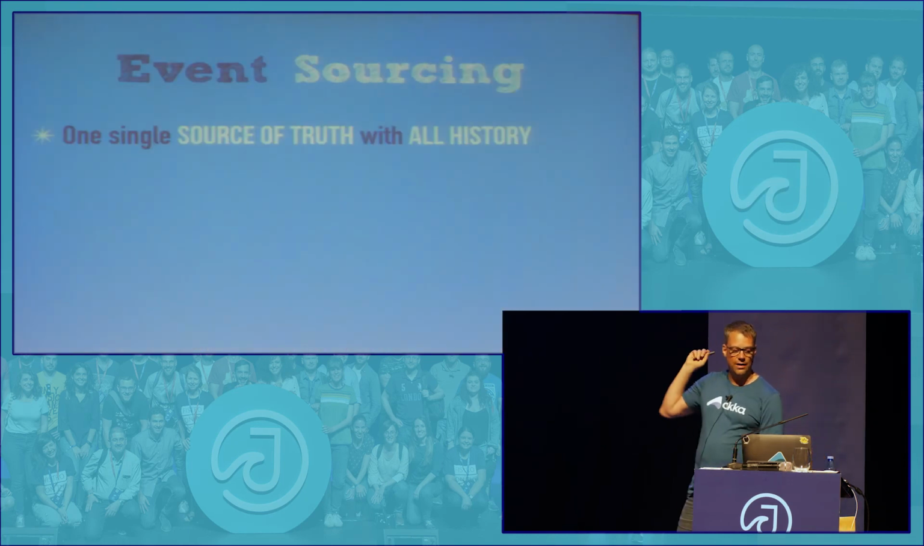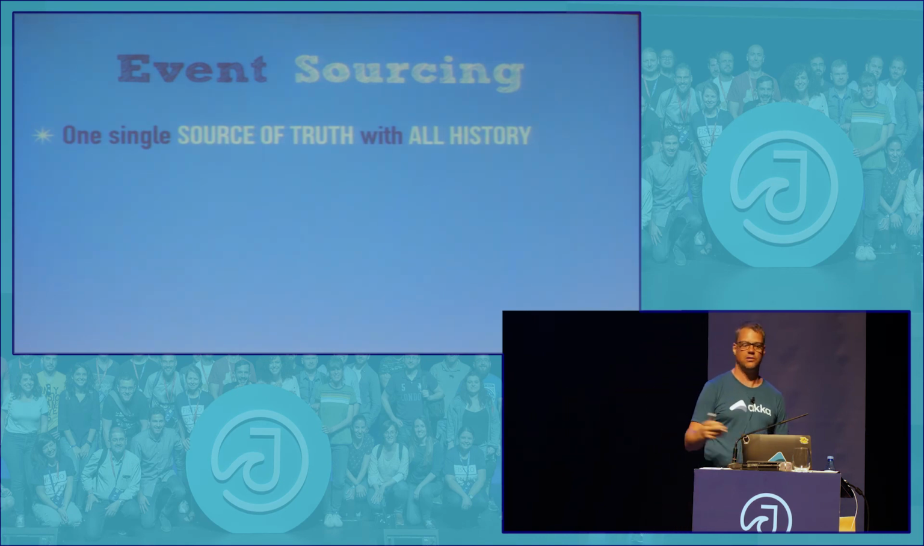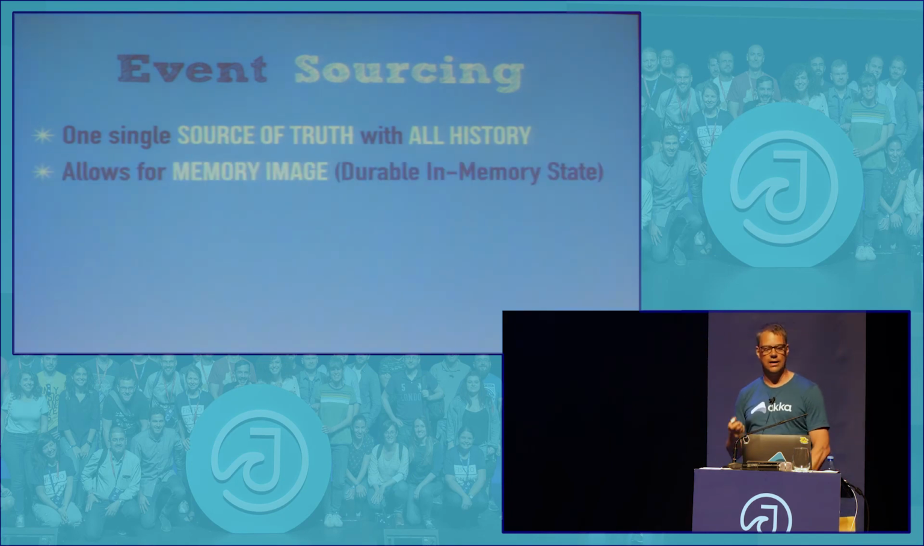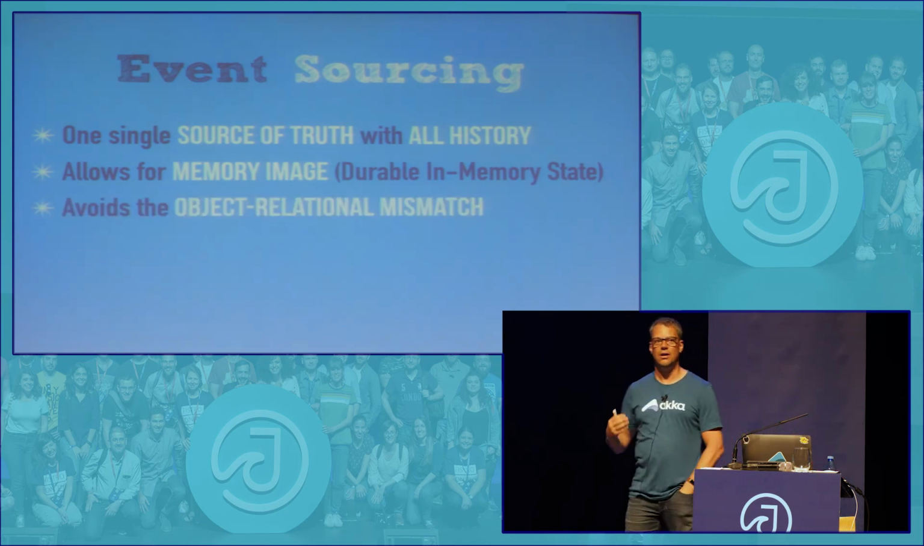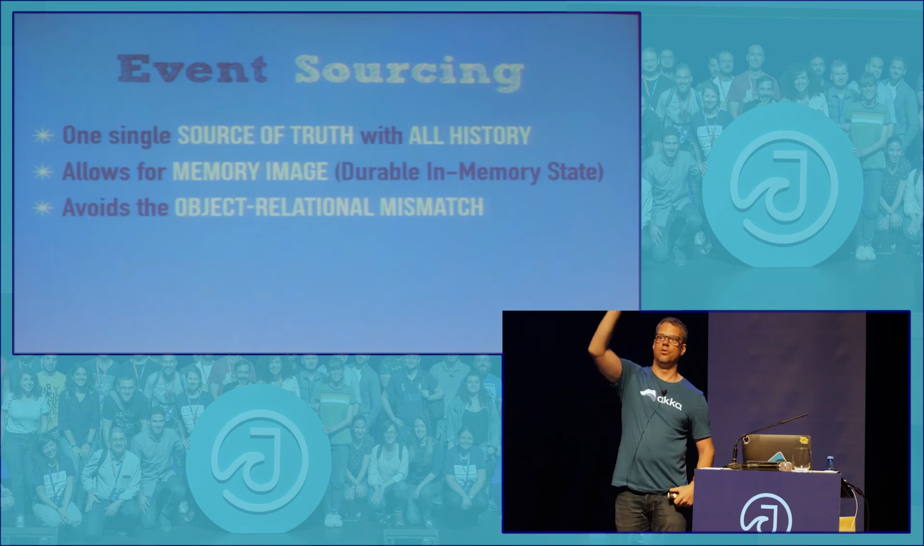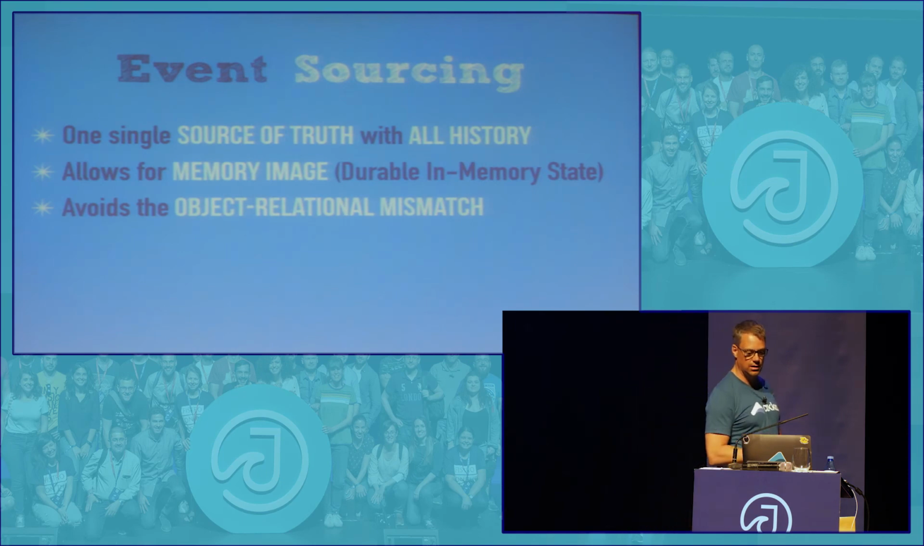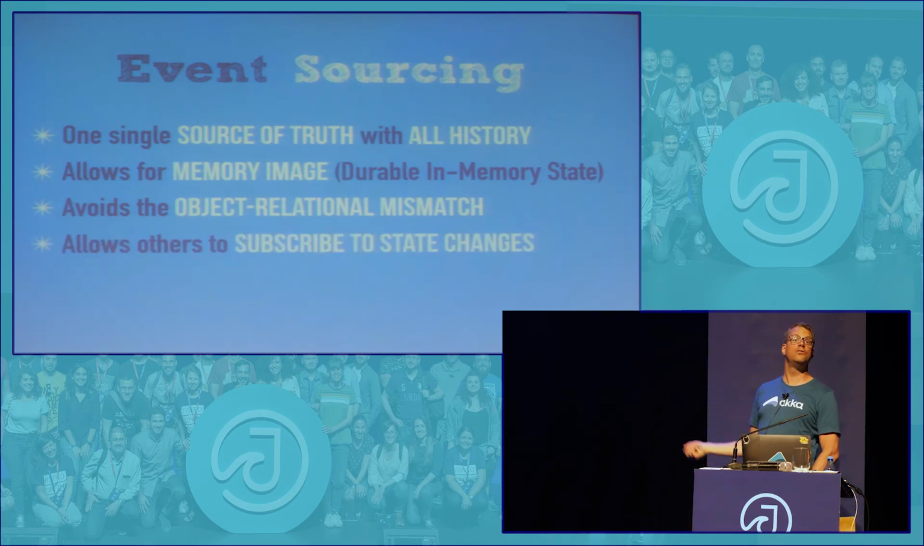Some of the benefits here are that we have one single source of truth, not scattered across a bunch of tables or a bunch of databases, etc. All history is there. First, it allows for this memory image thing. You have very fast, pure memory access to your data, but it's still persisted on disk for full failure recovery, etc. Okay, and this also avoids the classic object-relational impedance mismatch, where you have to map your objects to tables, and all that mess that creates, Hibernate and JPA and JDO and everything that we've gone through. There's really no reason to do that anymore.